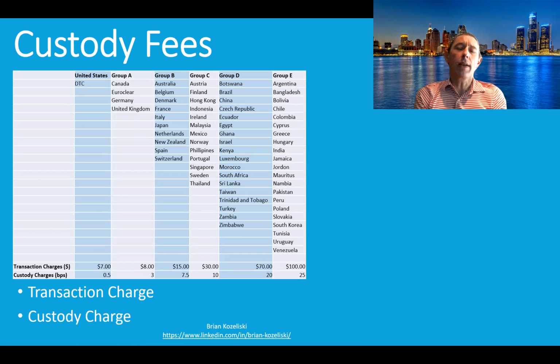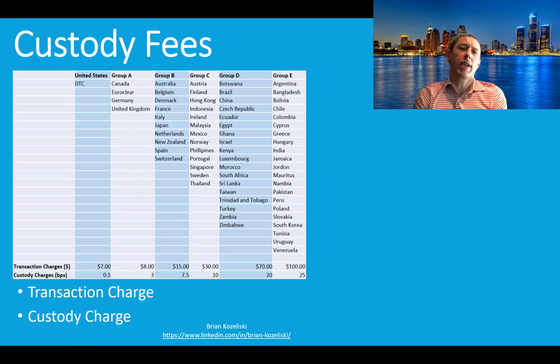But in terms of custody fees, what you pay your custodian bank annually varies depending on where the assets are held, or where they originate from. So here's a fee schedule I found. On the cheap side, we have United States DTC settled securities, where you're charged a transaction fee of $7 per transaction and half a basis point in custody fees annualized per year, all the way over to the Group E countries, where you're paying $100 per transaction and 25 basis points in custody fees.